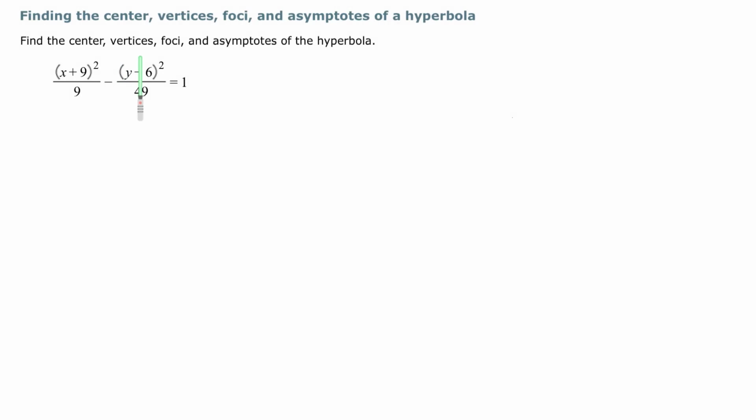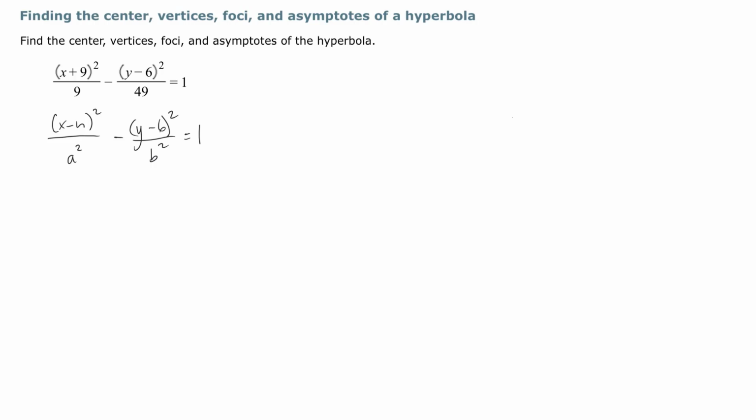Find the center, vertices, foci, and the asymptotes of the hyperbola. Well, the center is very easily identifiable because you know the standard form. You have the standard form memorized. It's x minus h quantity squared over a squared, minus y minus k quantity squared over b squared, is equal to 1.